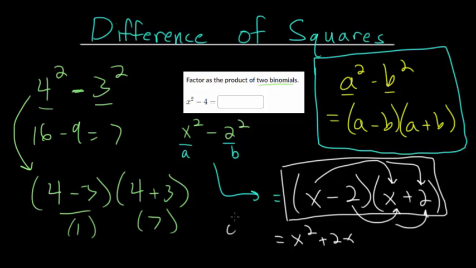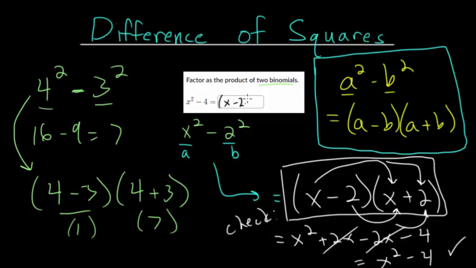So we are checking our work here. You want to do this with every problem. You have minus 2 times x, which is minus 2x, minus 2 times positive 2, which would be minus 4, and notice the middle terms go away, and you just get back x squared minus 4. So we checked it, it did work, which means we can feel confident that this is the right answer. That you get x minus 2 times x plus 2.